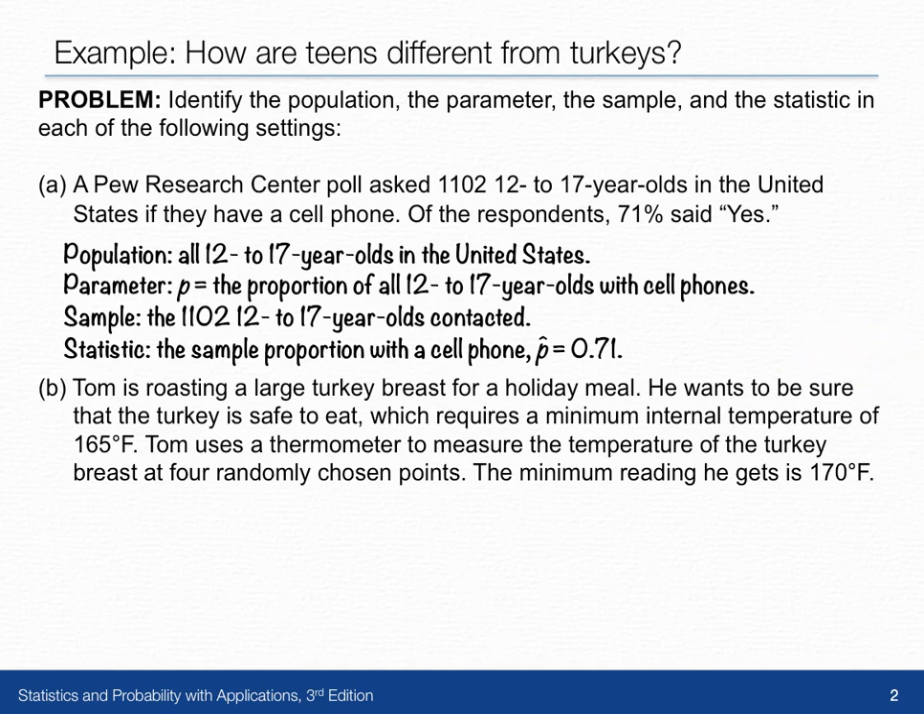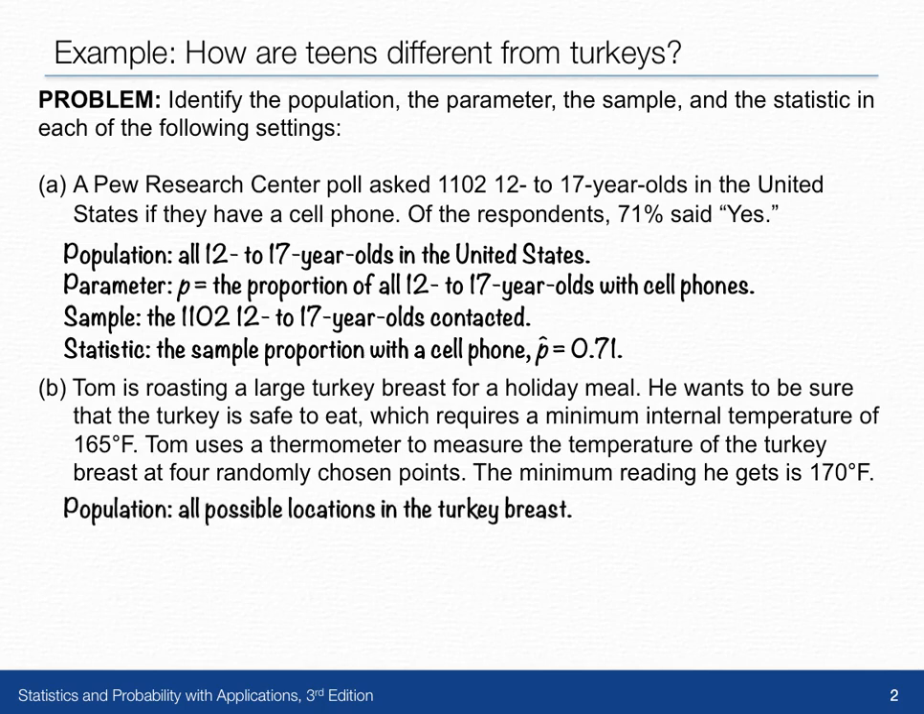Now suppose Tom is roasting a large turkey breast for a holiday meal. He wants to be sure the turkey is safe to eat, which requires a minimum internal temperature of 165 degrees. Tom uses a thermometer to measure the temperature of the turkey breast at 4 randomly chosen points, and the minimum reading he gets is 170 degrees Fahrenheit.